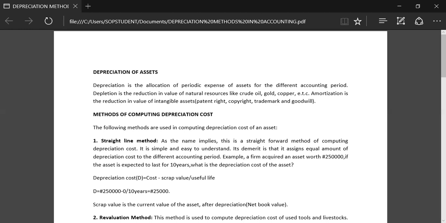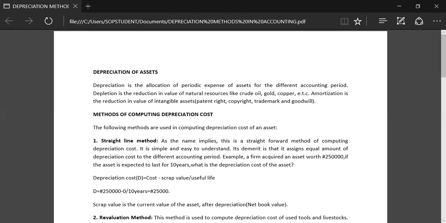Now, these three terms simply refer to reduction in value. However, the reductions in value are for different items. Depreciation is a reduction in value for tangible assets, assets that can be seen. For example, motor vehicles, furniture and fittings.